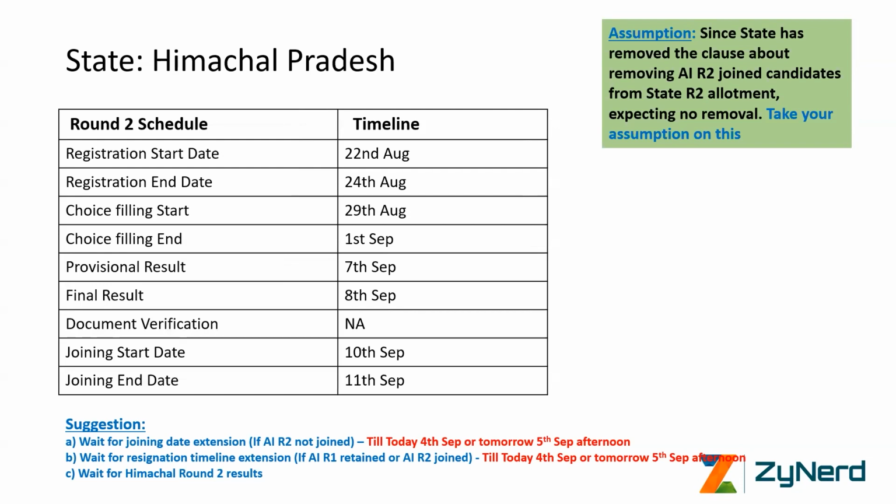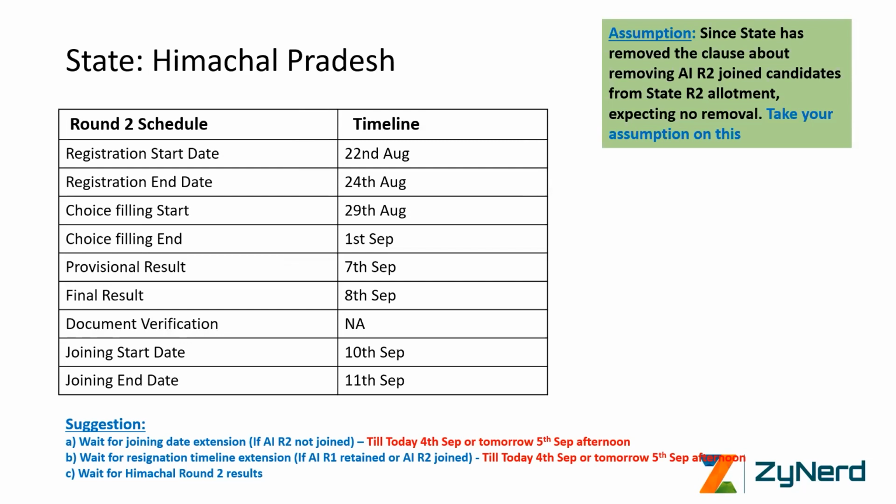Himachal's results are on 7th September. So the final results are on 8th September. Provisional is on 7th. So in case they don't release their results, the only option is to wait for an extension of joining for All India. If you have not joined your All India round 2 seat, wait for an extension of joining.